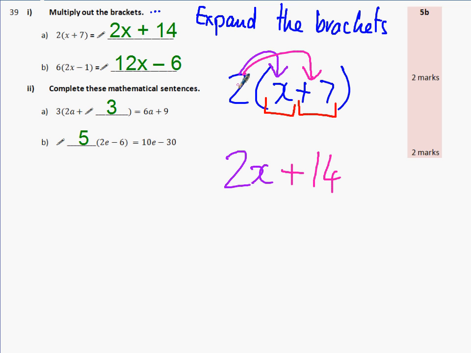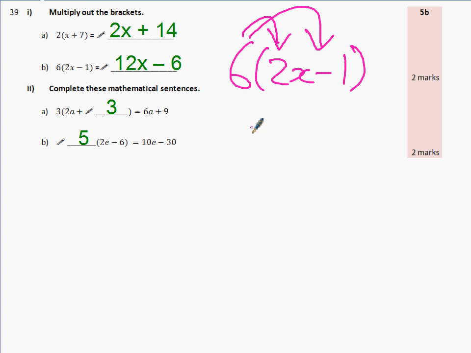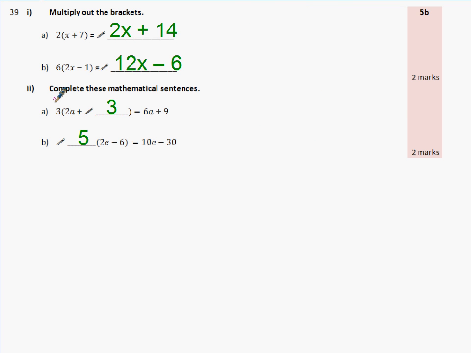You multiply the term on the outside by each of the terms on the inside. And then we've got 6 brackets 2x take away 1, so do 6 times 2x, and then do 6 times take away 1, and you get 12x take away 6. The classic mistake that I see a lot of people making is to do the first one and not the second one. So they would do 6 times 2x and happily write 12x and then just copy this down. But unfortunately that's not correct. You need to multiply each of the terms by the number on the outside.